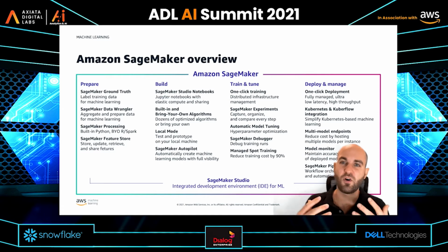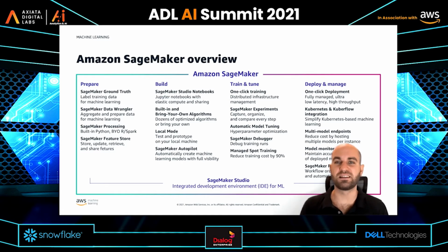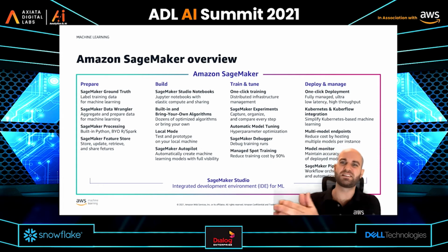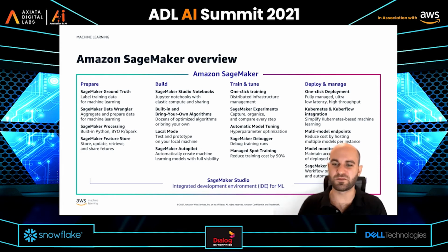Now we do have some automatic model tuning capabilities here, so that means I can optimize my different hyperparameters. Deep learning machine learning models especially generally have a variety of different hyperparameters. Depending on what you set them to, the model performs better or worse. This is a way of trying out changes to these parameters and then finding out what is the best parameter to really improve my model. Of course, it comes with a debugger, so you can debug all your training runs and see what's going wrong, where you maybe want to improve it.